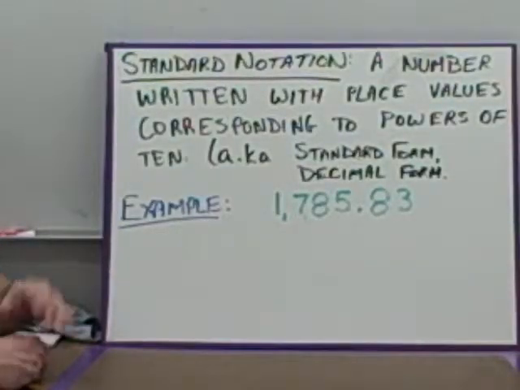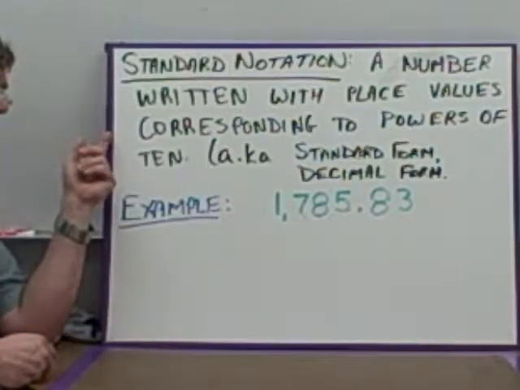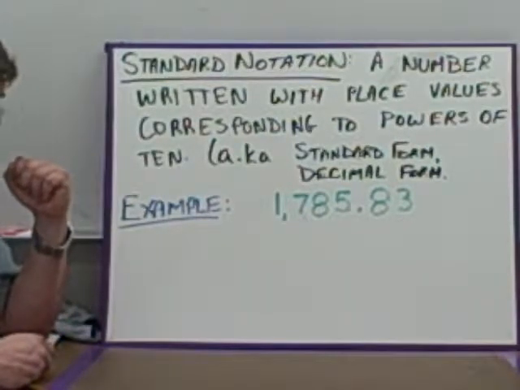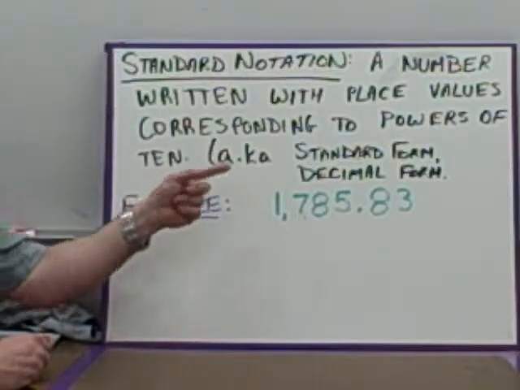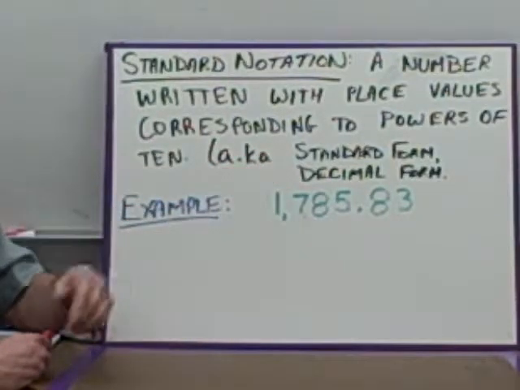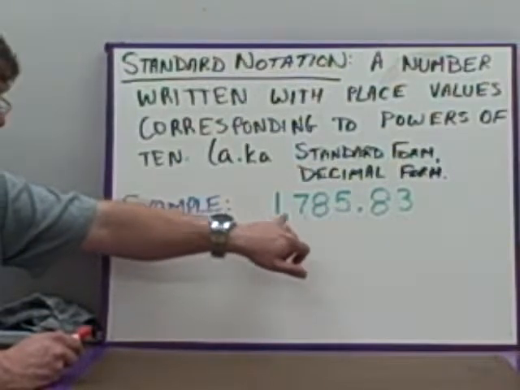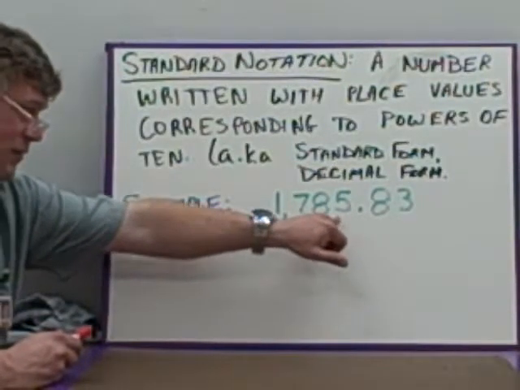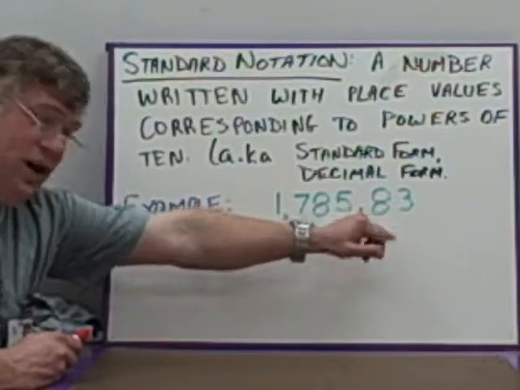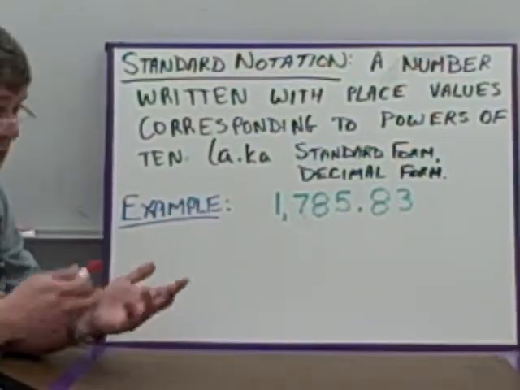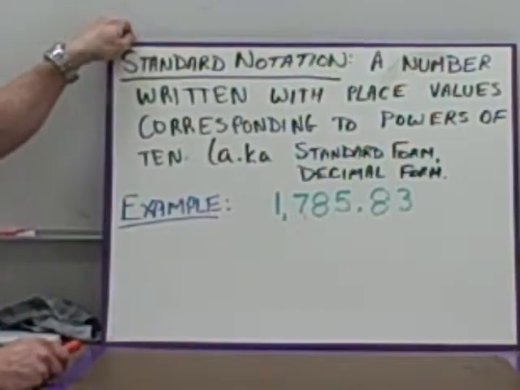Standard notation is a number written with place values corresponding to the powers of 10, also known as standard form, also known as decimal form. Basically, the place values are the thousands, hundreds, tens, ones, tenths, hundredths, the normal way you've written numbers.